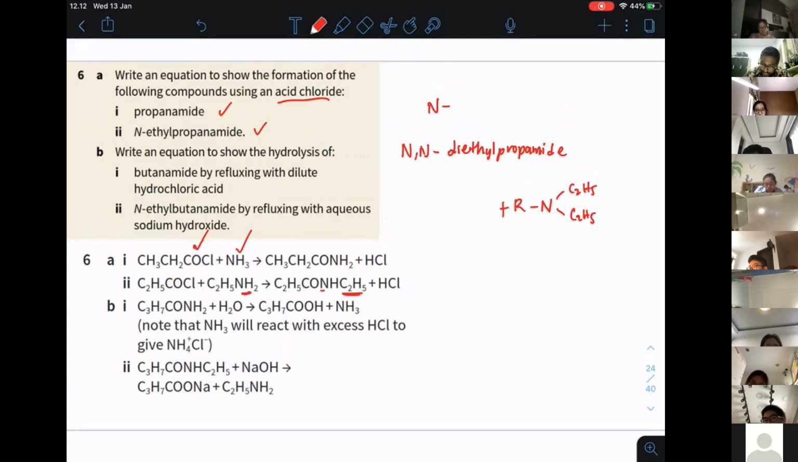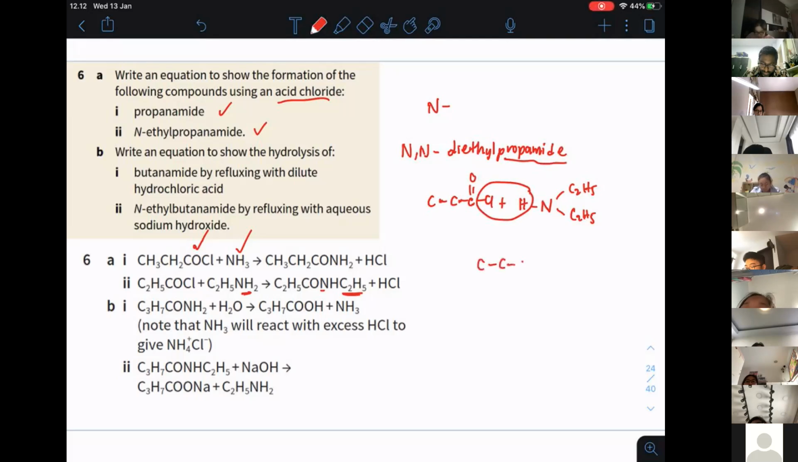So here I think you need to have at least one R, one H. If you have H here, okay, and then I need to react with acyl chloride. So it's propanamide, so 3 carbon. So 3 carbon, double bond O, Cl. And then you can actually have a reaction. So this one will come out as HCl.